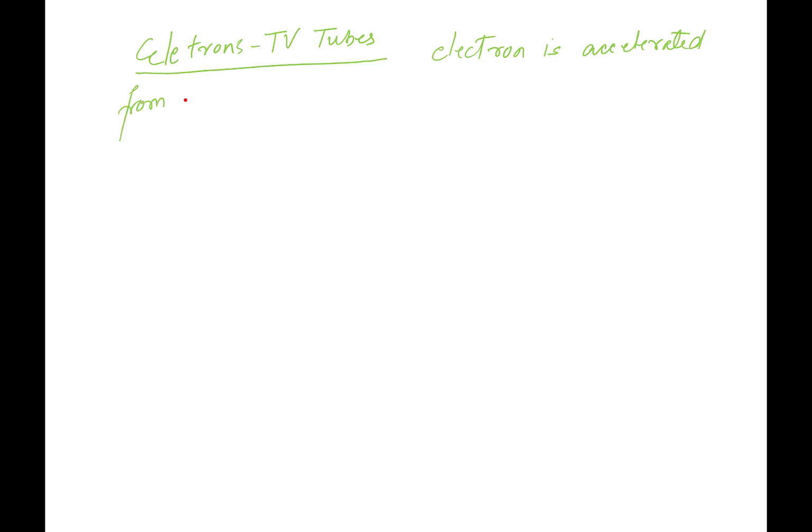So for example, we have an electron TV tube. Let's take the electrons in TV tubes. Back in time, we used to have different types of televisions, which would have tubes instead of LED screens and all. Suppose in that tube, an electron is accelerated from rest.